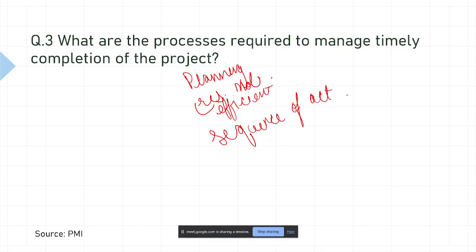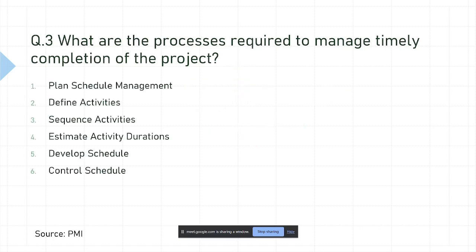Okay, so this is kind of a highly theoretical question because these processes are as per the list given by PMI. So these processes in order are plan schedule management, define activities, sequence activities, estimate activity duration, develop schedule, and control schedule. So can you guys visualize this happening for your project?